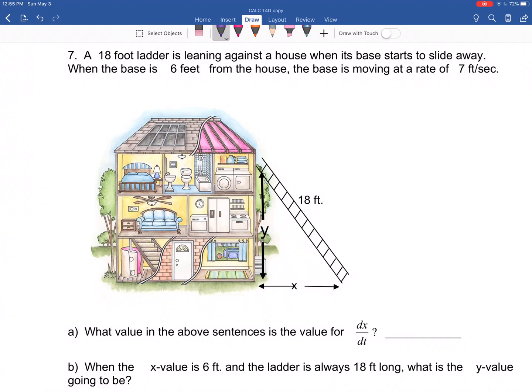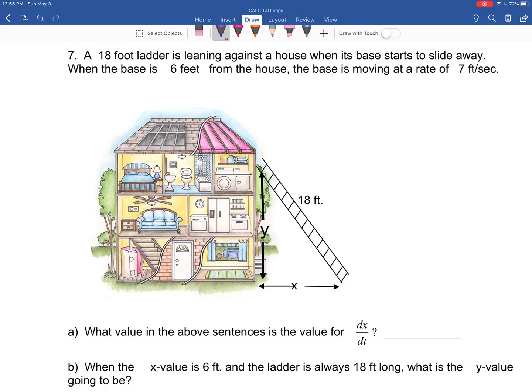Hey, this is part 4 of going over chapter 4. Last problem, number 7. Here's what we got. We got the ladder against the house problem. The ladder is 18 feet long. It says when the base is 6 feet from the house, the base is moving at a rate of 7 feet per second.